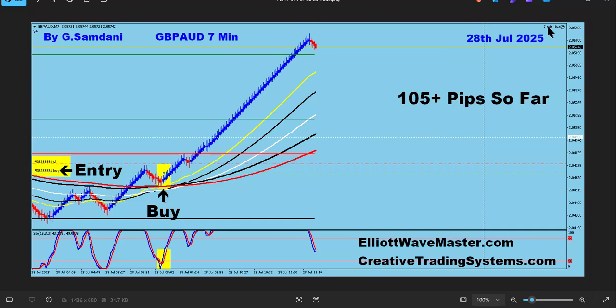So the week started on the 28th, Monday, and this is my first trade. You can see the entry is right there, the buy order is right there, as I'll move to break even plus with the yellow mark here. This is the entry arrow showing that the EA took the trade, right? So buy here, and from here to here, 105 pips.